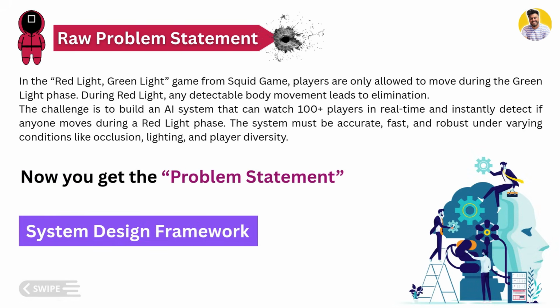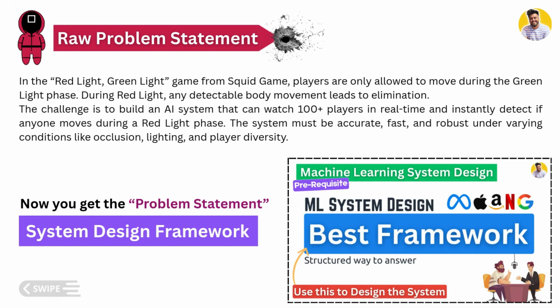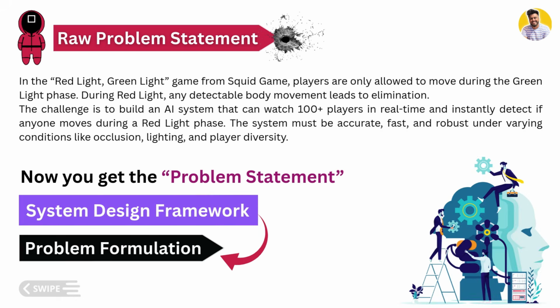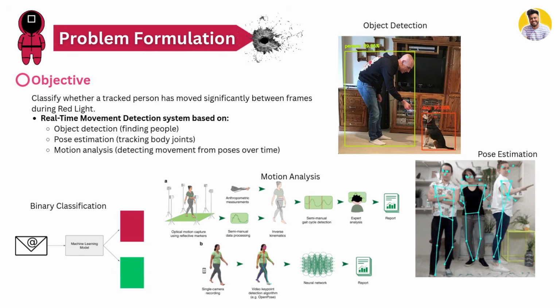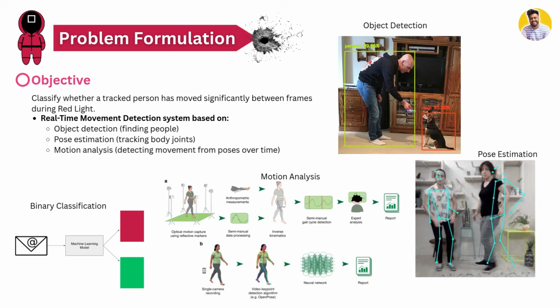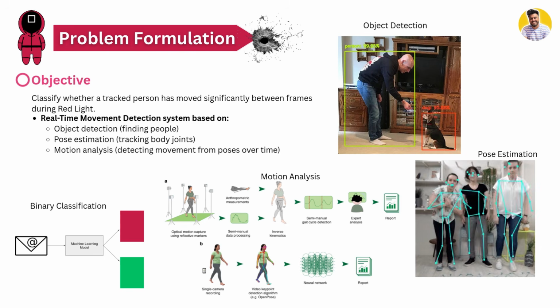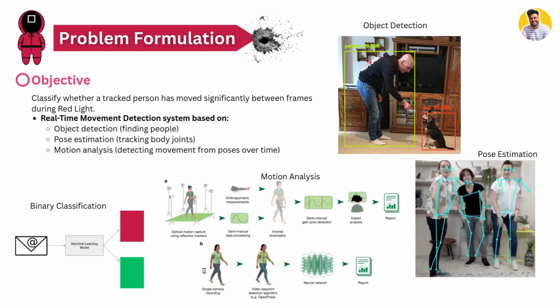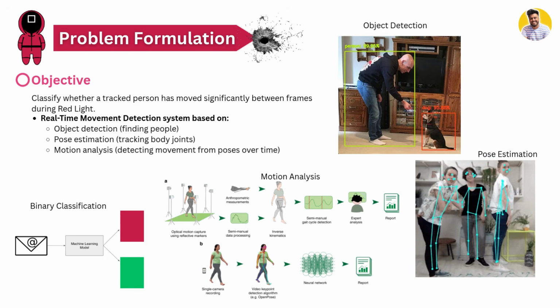So, as per our ML system design framework that I already discussed in our previous videos, you can watch that first, and the link is in the I button or video description. Our first step is problem formulation. In this first step, you set your objective, that is, classify whether a tracked person has moved significantly between the frames during red light, and real-time movement detection based on object detection, that is finding people, then pose estimation tracking the body joints, then motion analysis that can detect the movement from pose over the time deltas.